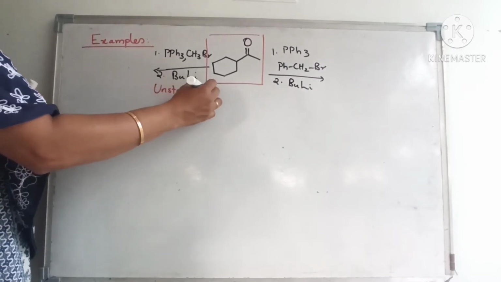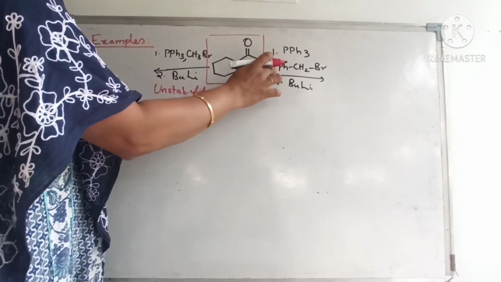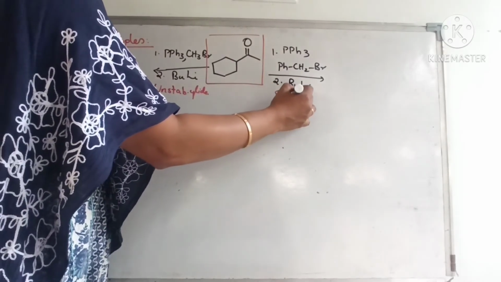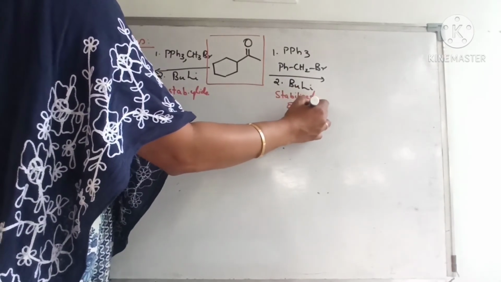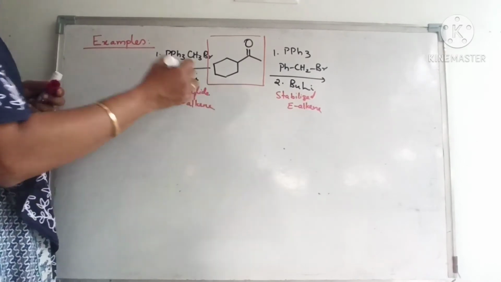Unstabilized halide. Now if you look over here, this carbon is attached to an electron-delocalizing phenyl group, so this will form a stabilized halide. So what does it mean? This generates E-alkene and this will generate Z-alkene. So accordingly we have to write.